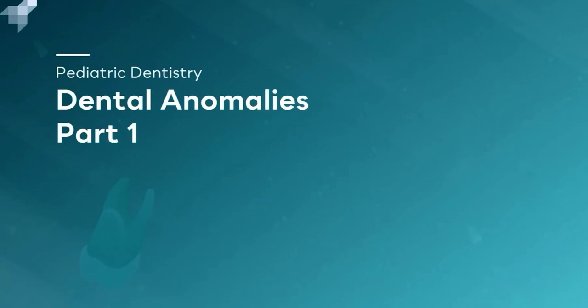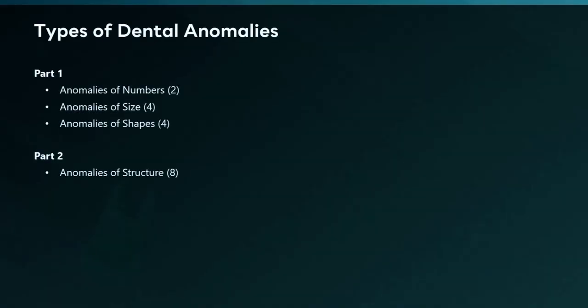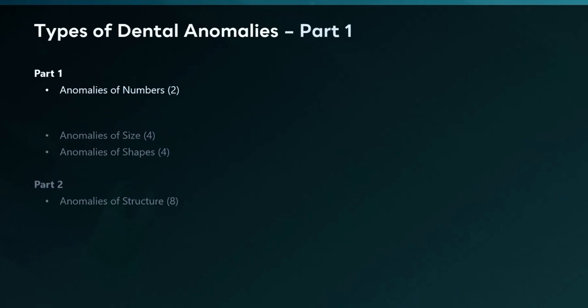Today we'll be discussing different types of dental anomalies, and our goal for today is to understand the differences between each one of them. So our lecture will be divided into two parts. In this part, we'll discuss anomalies of number, size, and shape, and next time we'll discuss anomalies of structure. So to begin, we'll discuss anomalies of number, and this can be divided into two types.